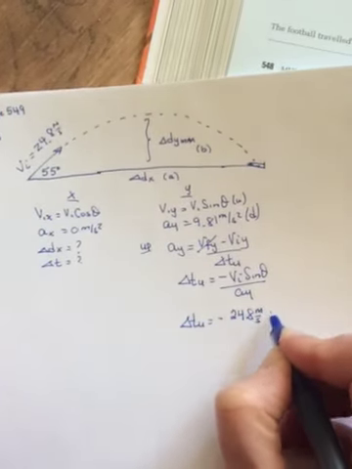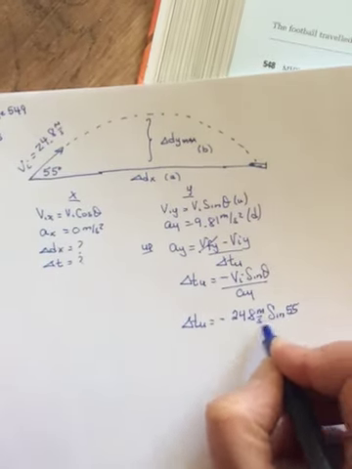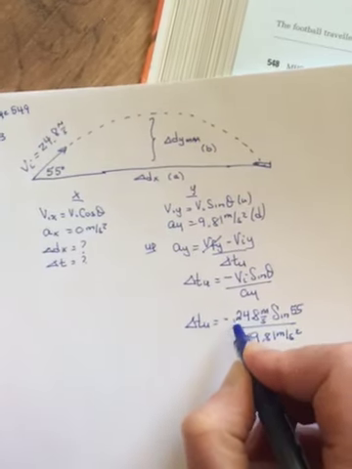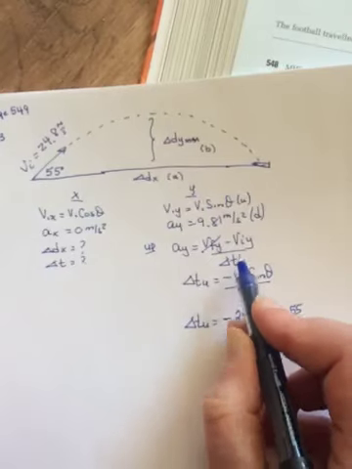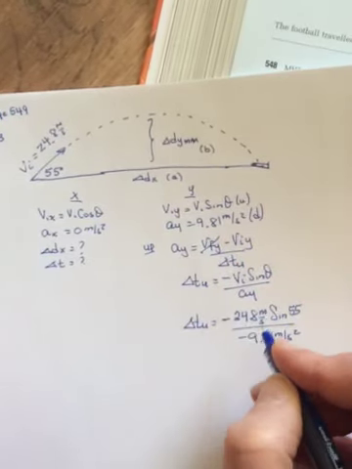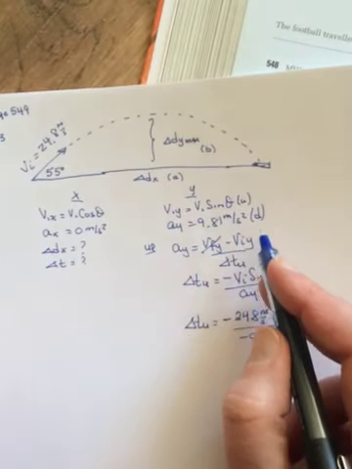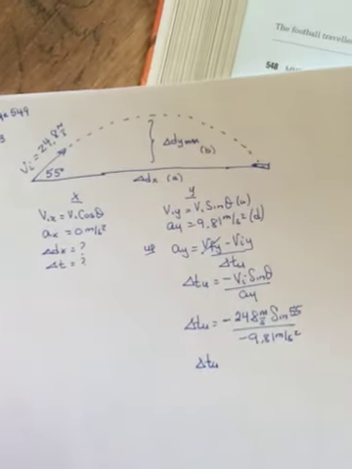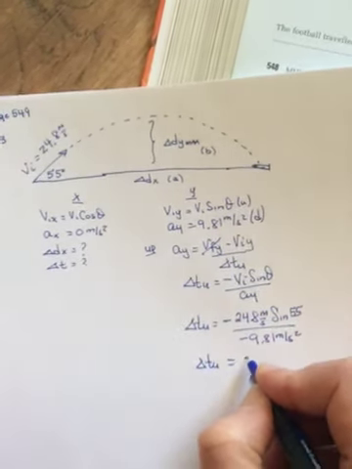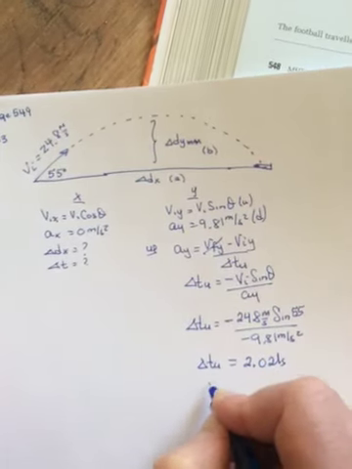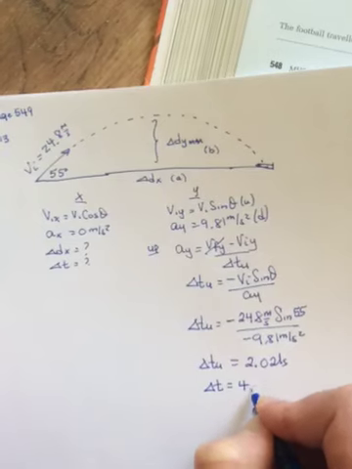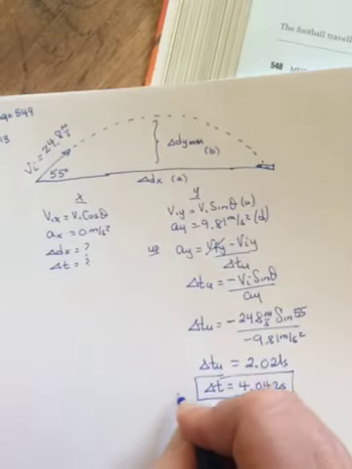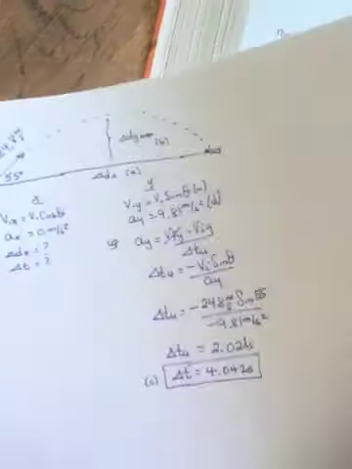So negative 24.8 meters per second times the sine of 55 divided by negative 9.81 meters per second squared. The negative on the 24.8 meters per second is from the equation because it was minus VIY. And the negative on the 9.81 is because it's down and VIY is up. And so when you do this math, you get 2.021 seconds, which means the total time is 4.042 seconds, and this is actually the answer to part C. You just had to find it first.